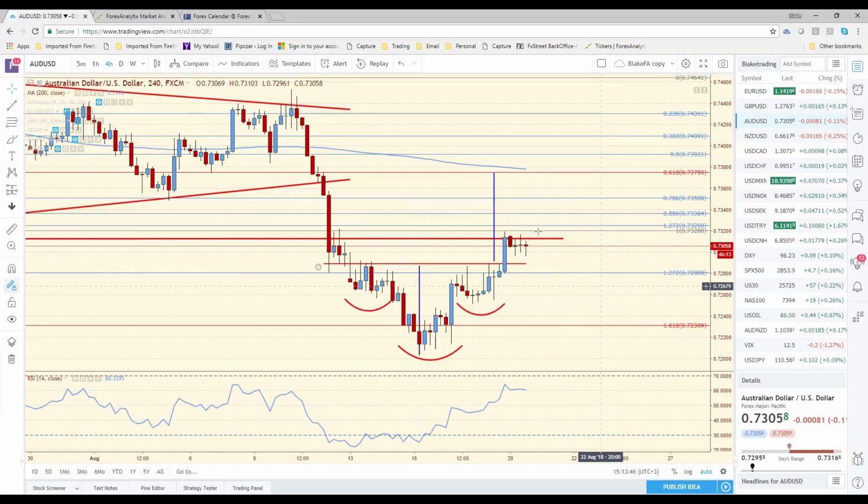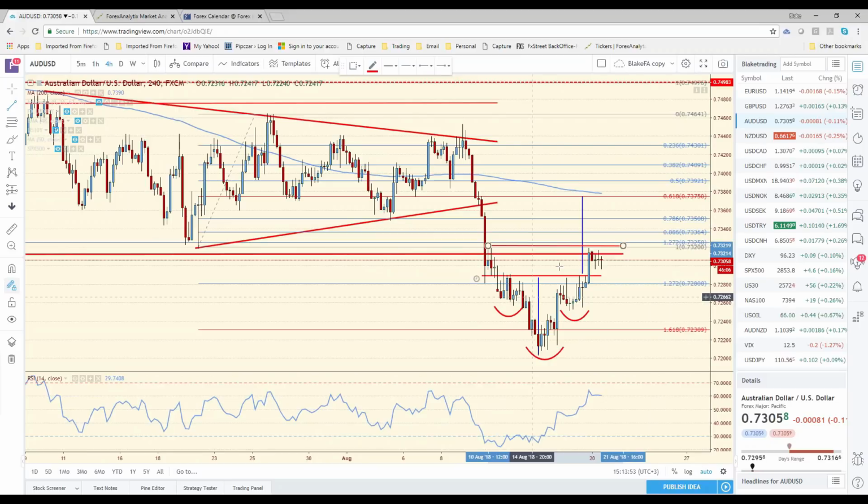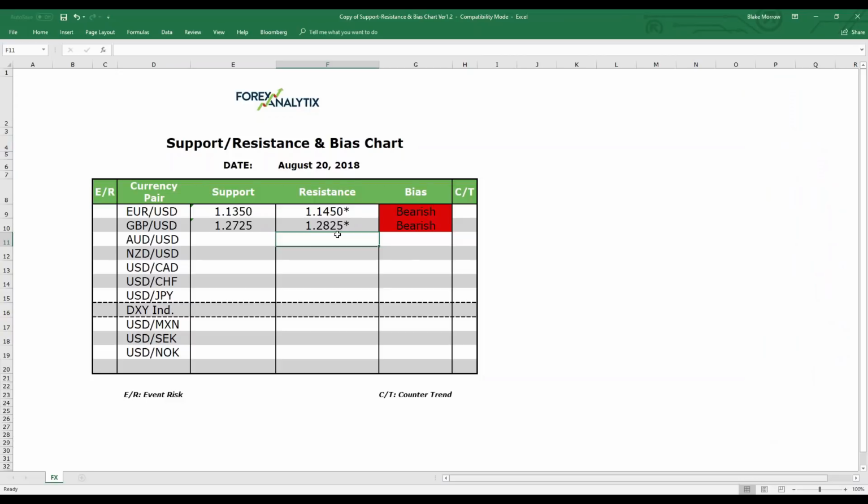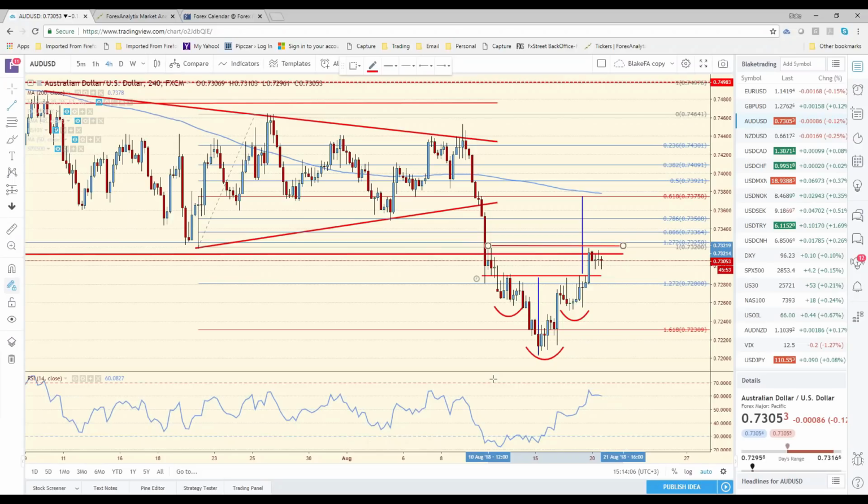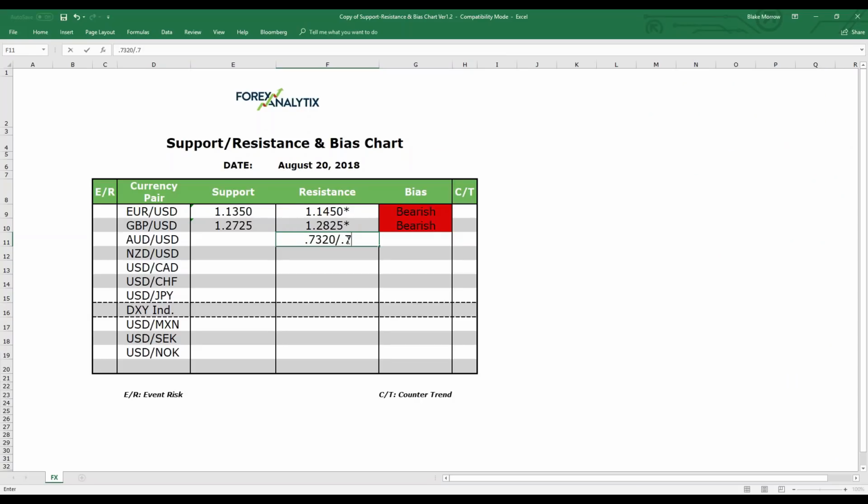Now, you can take this resistance right here, which comes in at 73.25. Okay, that's current resistance, and I think actually it's 73.20. We're not too far away. Next resistance, since we're so close, would be up at the 73.75 level, which would be the extension of this inverted head and shoulder pattern. So I'll do this, 0.7375, and believe it or not, it is still bearish.